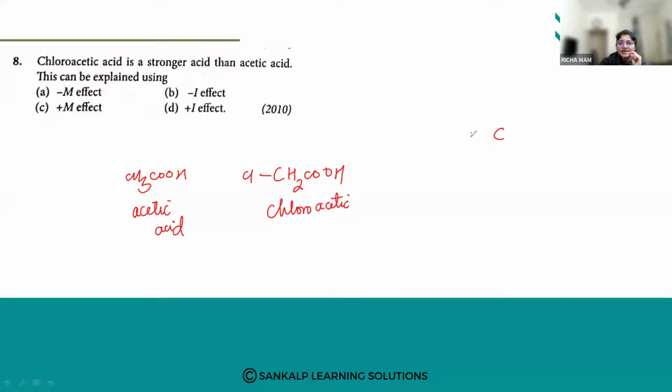Now this is CH3C double bond OH, and your chloroacetic acid is CH2Cl, then C double bond OH. How can it be explained? By which concept? Yes, it can be explained using the inductive effect, right?